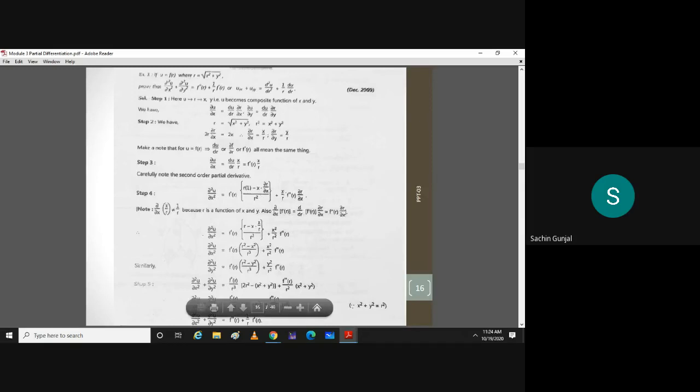See, this step 4 is important in this whole problem. Step 4 is important because you need to understand that this x/r is a function of x. So while taking the derivative with respect to x or y, you need to apply the quotient rule of derivative.